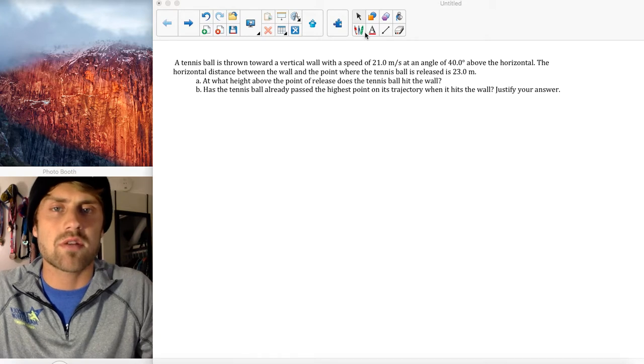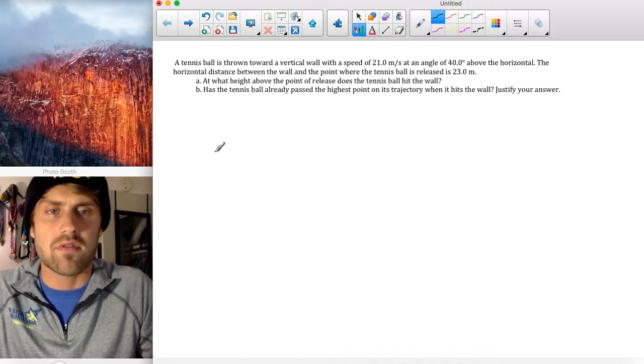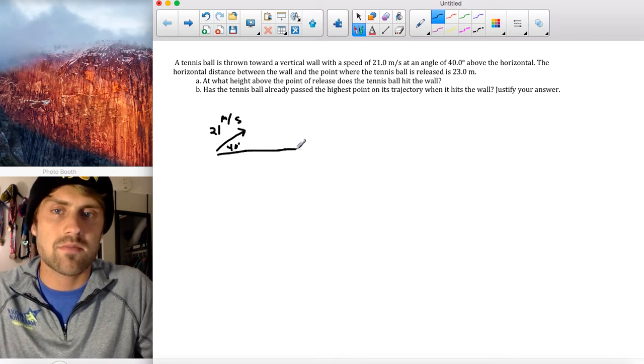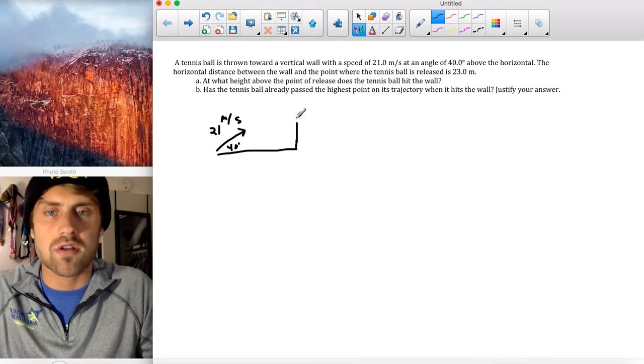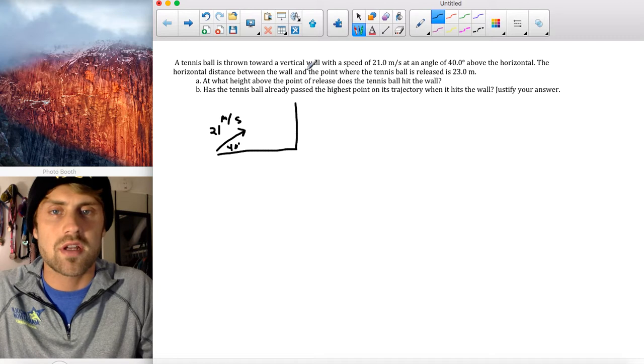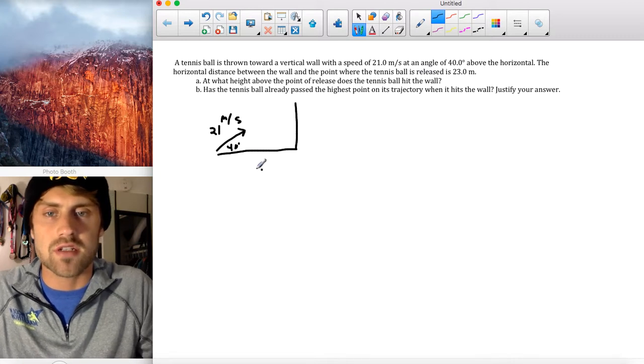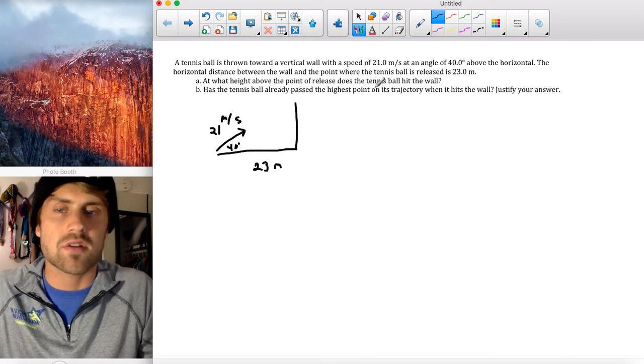So our first problem has a tennis ball, and it's thrown towards a vertical wall with a speed of 21 meters per second and an angle of 40 degrees above the horizontal. So I'm going to try to sketch that. 21 meters per second, and then 40 degrees above horizontal. The horizontal distance between the wall, so I'll just draw kind of a line for my wall over here, and the point where the tennis ball is released is 23 meters.